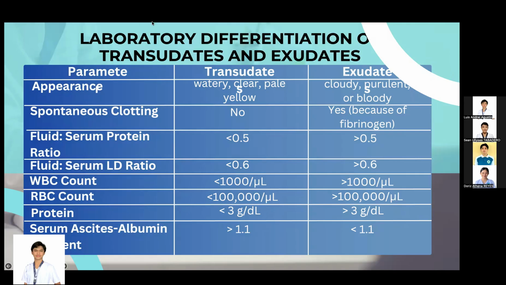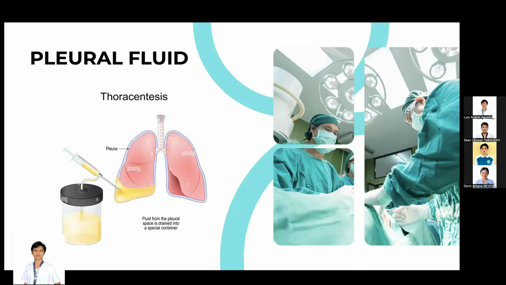In simple terms, this helps the doctors figure out what kind of fluid is building up in a patient's body by looking at its color, how it clots, and at the amounts of certain substances in it. This helps them diagnose the problem. Next. Next, we have pleural fluid, which is essential for diagnosing various conditions affecting the lungs and surrounding membranes.